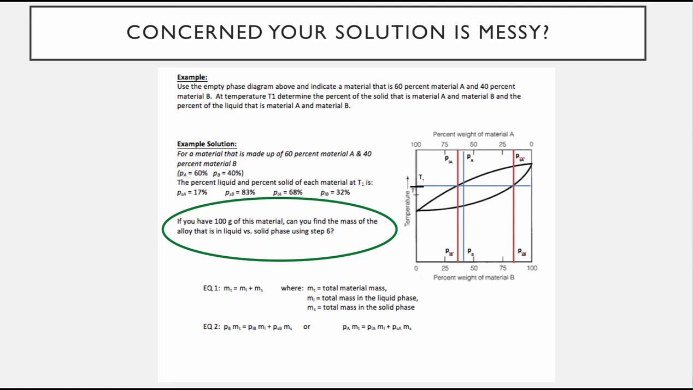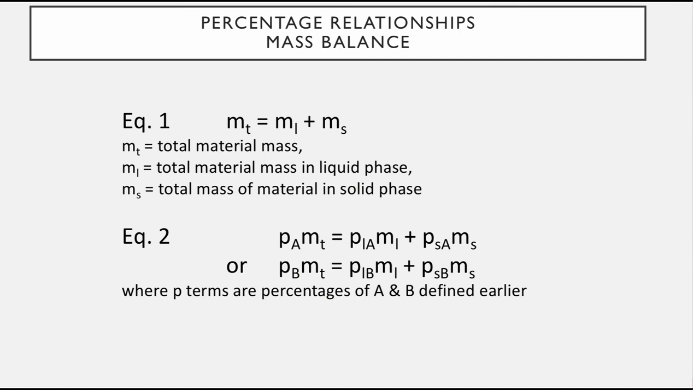So the first equation, you have them written there in your handout, but the first equation is very simple: the total mass has to be equal to the mass of the liquid plus the mass of the solid. That's no surprise. The second equation, you're going to use one of the 2 equations listed there. You're either going to use the one for material A or material B. They're the same basic equation.